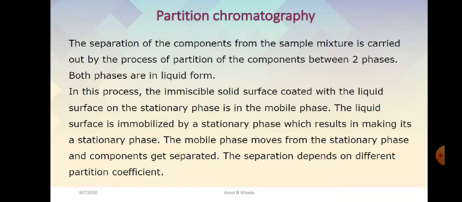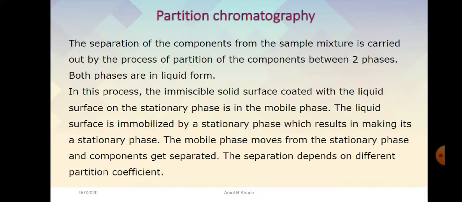We have column chromatography as an example of adsorption chromatography. We have TLC, which is again adsorption chromatography. Now in partition chromatography, both the stationary phase as well as the mobile phase are liquid in nature. So paper chromatography, for example, is an example of partition chromatography, because in paper chromatography the stationary phase is the liquid which is entrapped or bonded with the alpha cellulose of the paper.